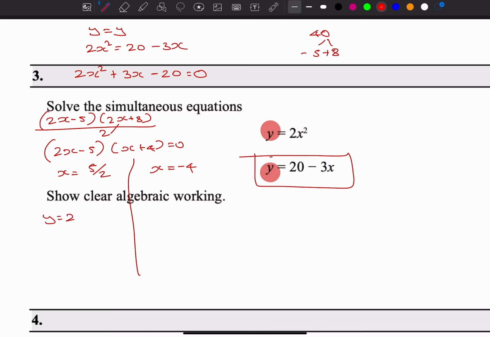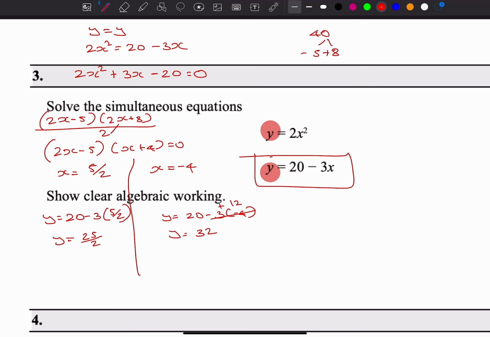y equals 20 minus 3 bracket 5 over 2. You can chuck this on a calculator, it's fine. 5 over 2, what's that going to give you? That's 25 over 2. Remember, I said always leave the answers as a fraction. y equals, what do we have? 20 minus 3 bracket minus 4. This one you should do in your head. Minus 3 times minus 4 is positive 12, remember. So y equals 32 then.